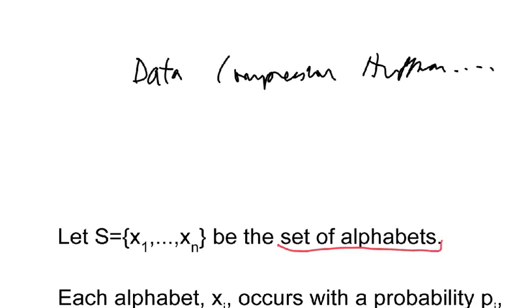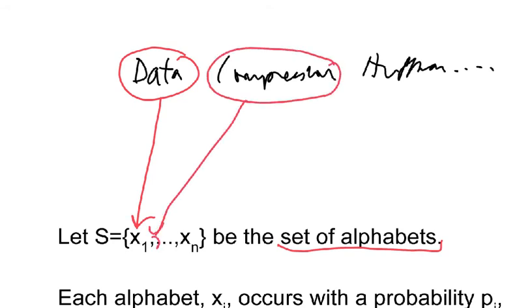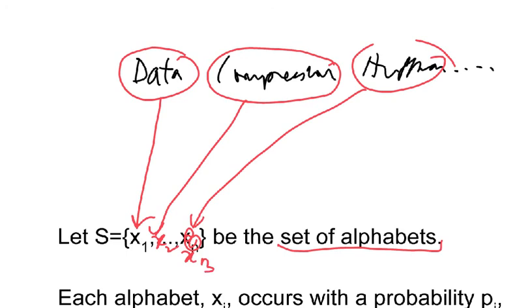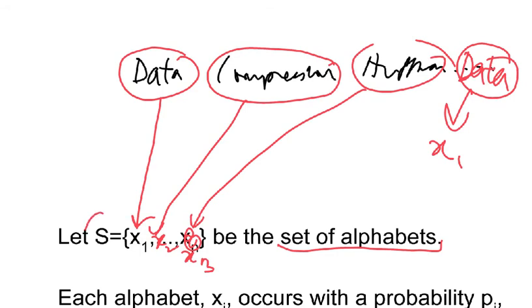What is meant by that is that, data, we shall represent that as x1. Think of it as just a symbol, an alphabet. Compression would be x2, and Huffmann would be x3. So any instance of data, so for example, let's say we have another data here, this data is just an alphabet x1, right? And so what we have in the input text is just a set of alphabets.